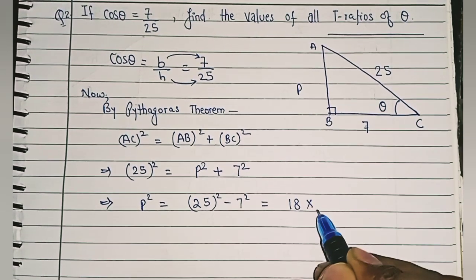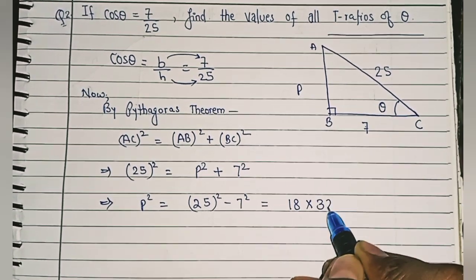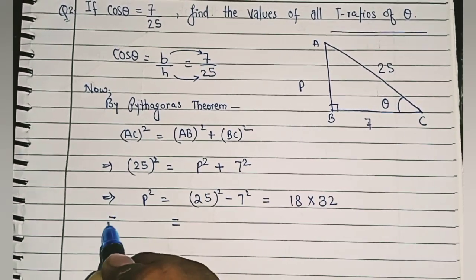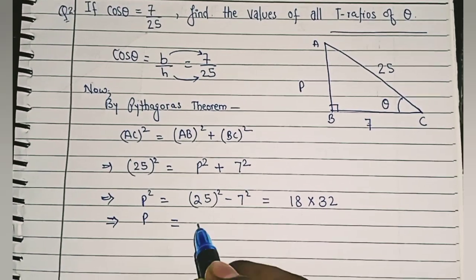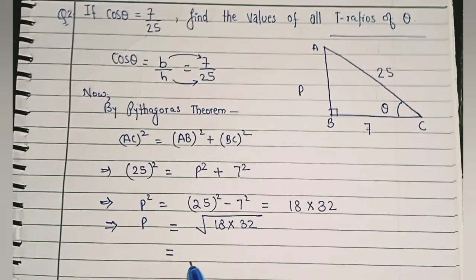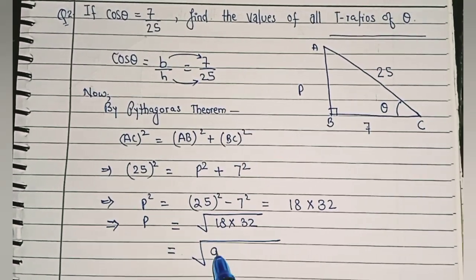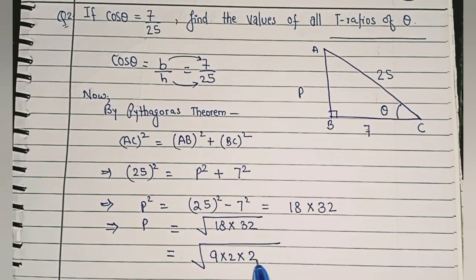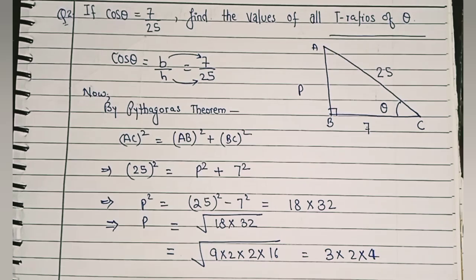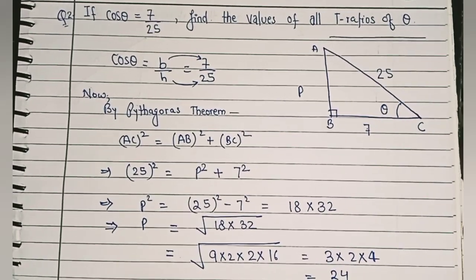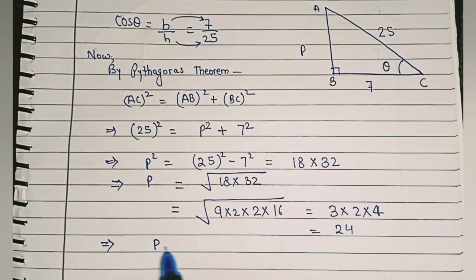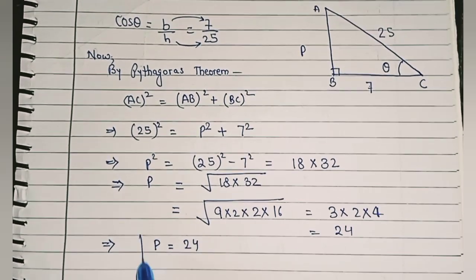18 into 32, which is P equals under root 18 into 32, which is equals 9 into 2, 2 into 16, which is equals 3 into 2 into 4, which is equal to 24. So I have found perpendicular is equals 24.